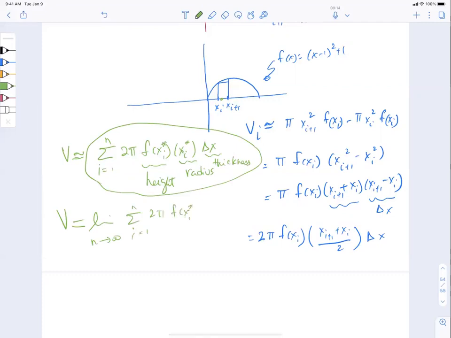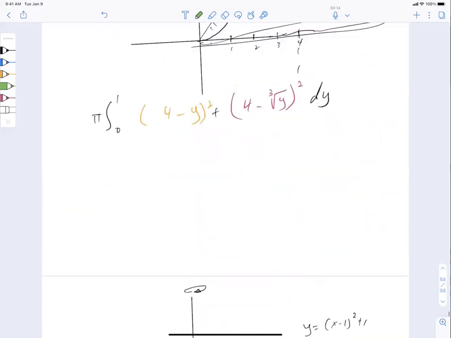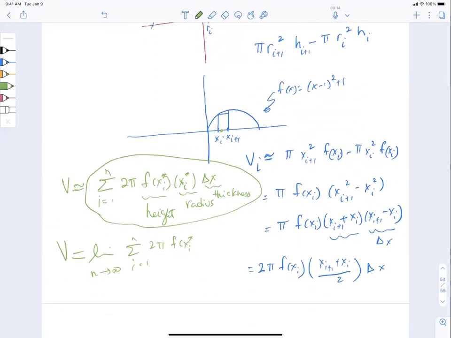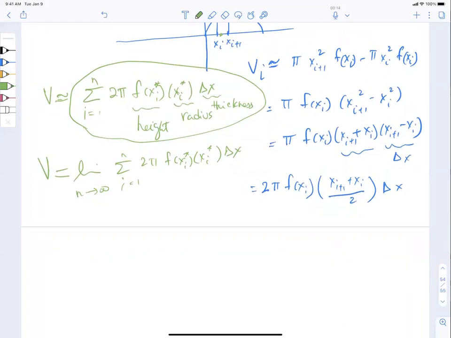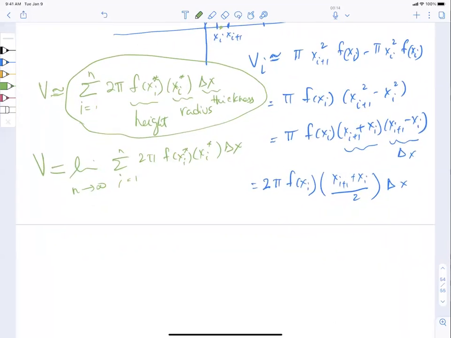A lot of students have issues with xi star and so forth. What I tell students is xi star is just some value in between in the ith partition. So that's all it is. I don't worry too much about it, because once I take the limit, they're all going to just fall on top of each other. So this really is going to be the integral from a to b, depending on what your bounds are, of 2 pi x f of x dx. It gives you a volume.